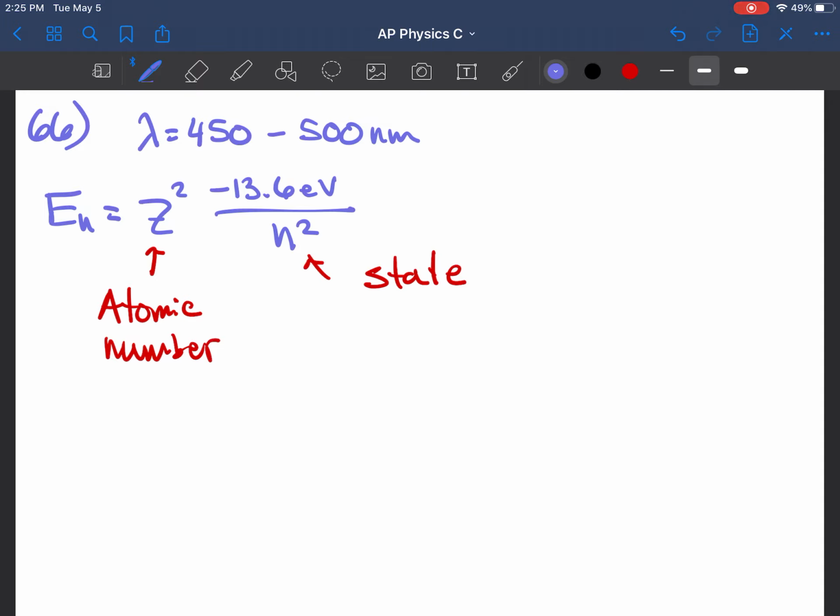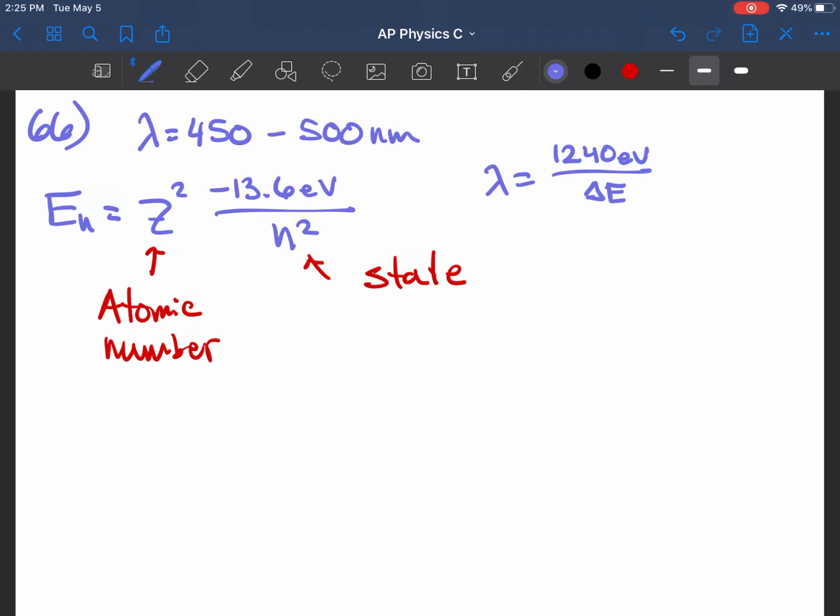And then the other equation that's useful for this problem is converting the change in energy levels from one state to another to wavelength, and we've used this one many times. The wavelength is equal to 1240 eV over delta E. Okay, so we're going to use those two.